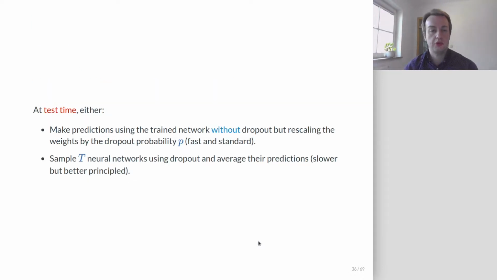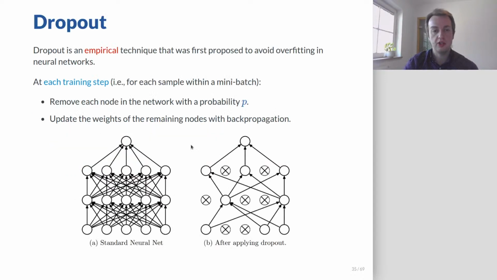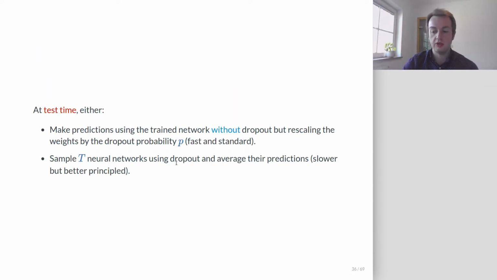And so if you insert dropout layers in your architecture, then you would follow this procedure when you train it. And then when you test, when you want to make predictions for test data, then of course you would want to use the entire network. So there are two procedures that you could use when it comes to making predictions. The first one is simply to make predictions using the trained network without dropout, but by rescaling the weights by the dropout probability p.